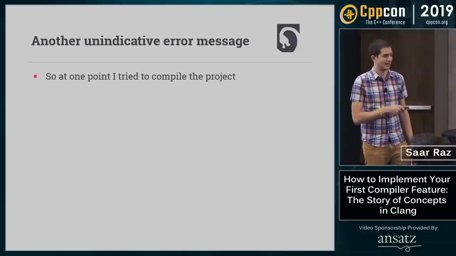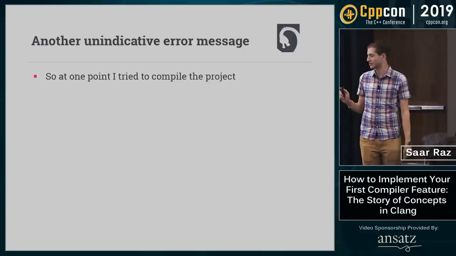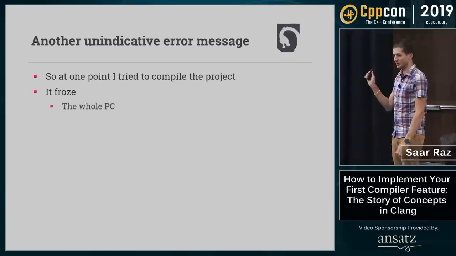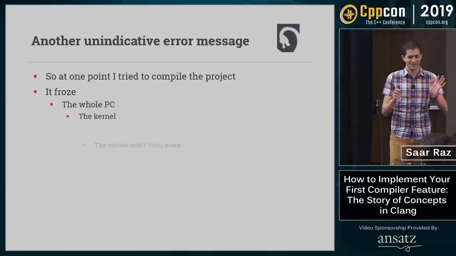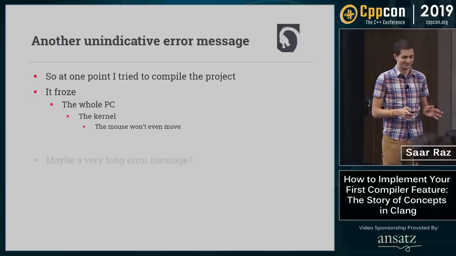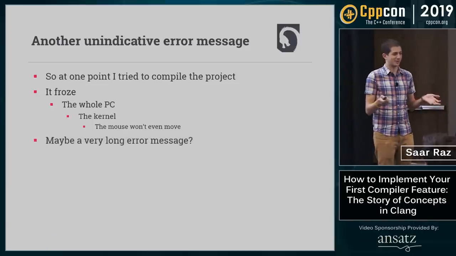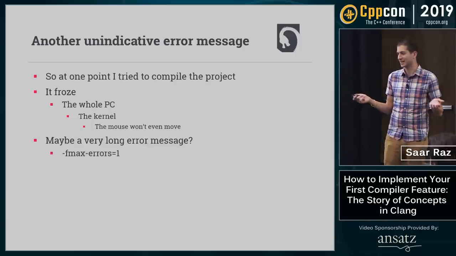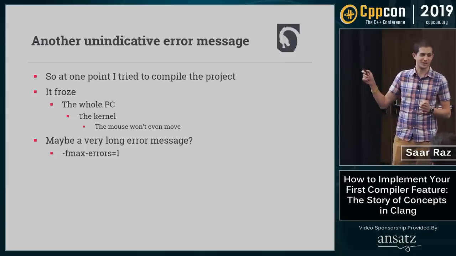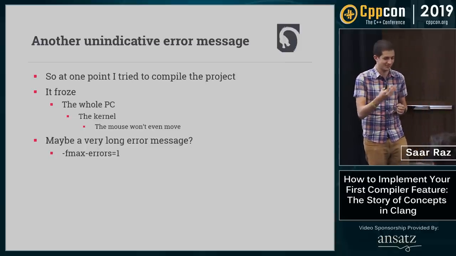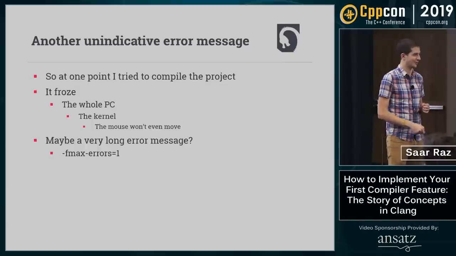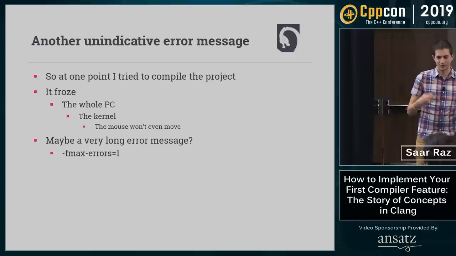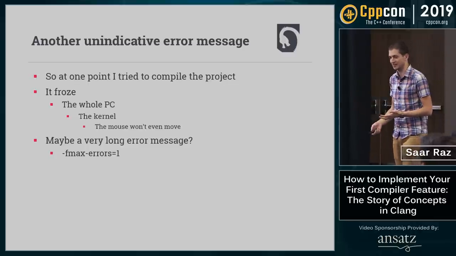It happened when I tried to compile the project. Don't ever try this. This is super dangerous. And it froze. The whole PC froze, OK? The kernel froze. Nothing. The mouse won't even move at that point. So I thought, maybe this was a very long error message. So I used -fmax-errors=1. Do you know this flag? It just makes the compiler stop trying to emit more error messages after it encounters the first one. By default, the compiler would just try to give you as many error messages as it can.